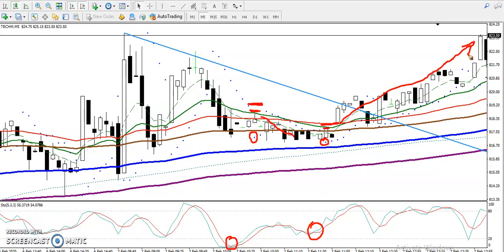So we are not looking for short. Why? Because trend is up. We have seen this is a 20 EMA, this is a 50 EMA, this is 100 EMA, this is 150 EMA, and this is 200 EMA. Alright, means trend is up. Is it clear? Alright, let me show you another example.